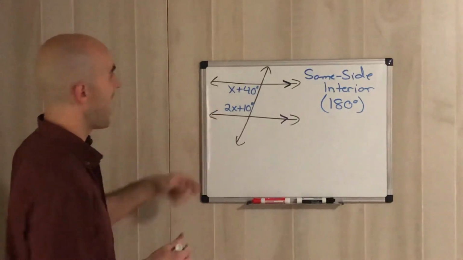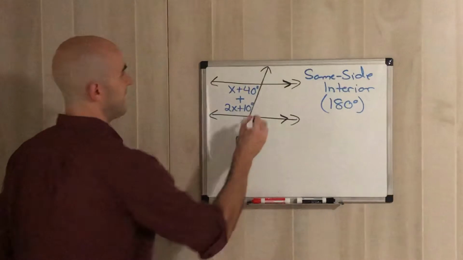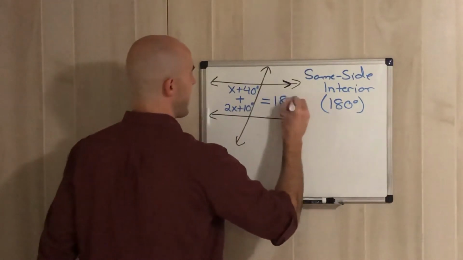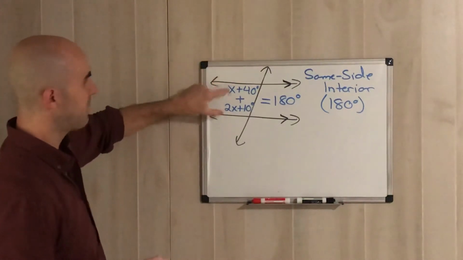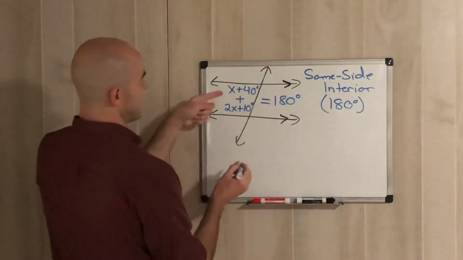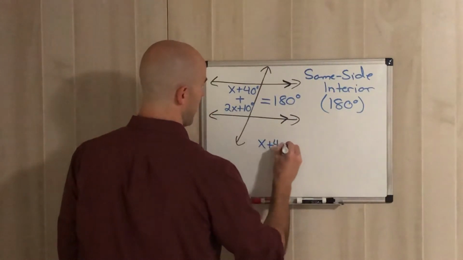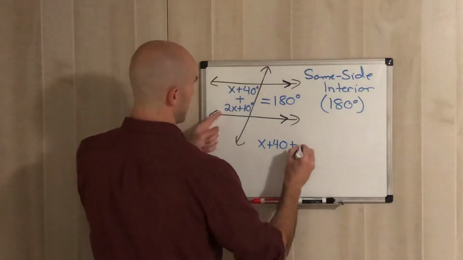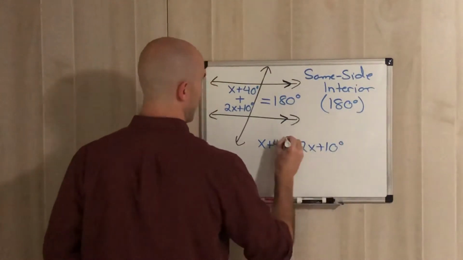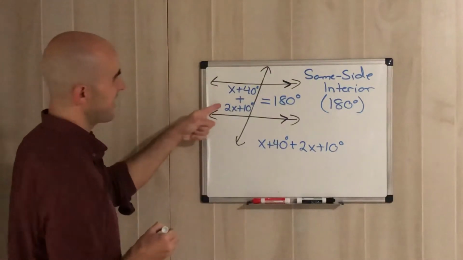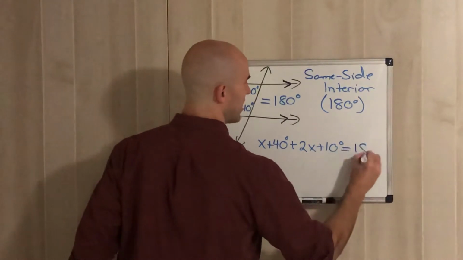So if we know that those two add up to 180, it's exactly what we're saying. If we're saying these two add up to 180, we literally want to add those two up and set them equal to 180, right? So the way we set them up, again, same side interior, you add them up, set them equal to 180. So we do exactly what we're saying. We do x plus 40, right? X plus 40 plus 2x plus 10. So all we're doing is we're adding this angle and this angle, right? X plus 40 plus 2x plus 10 and setting it equal to 180.